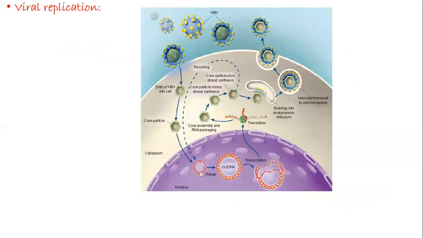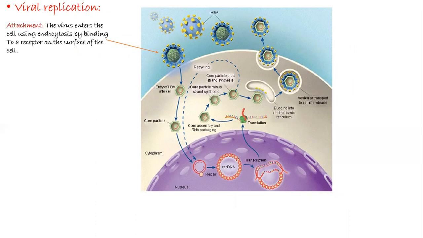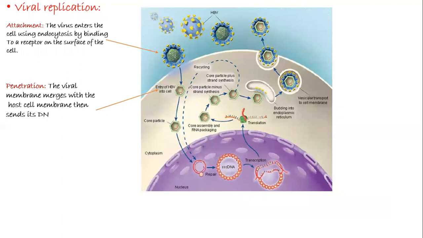Now, let's see how this virus enters the body and undergoes replication. This process occurs in six steps. The first one is attachment. The virus enters the cells using endocytosis by binding to a receptor on the surface of the hepatocyte. Next is penetration. The viral membrane merges with the host cell membrane. Then it sends only its DNA material and several proteins into the host cell, and the remaining part, the capsid and the shell portion, remains outside the host cell.